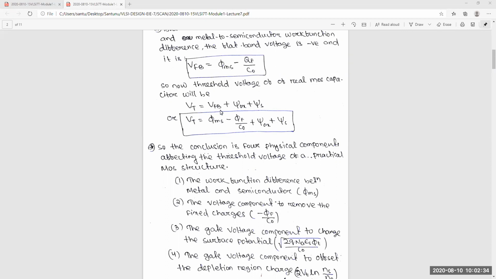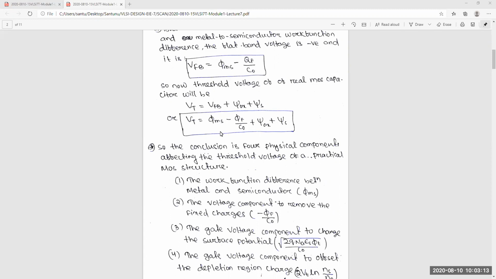The main thing here is phi ms. We have calculated only for, suppose, a metal. But sometimes you have to calculate for different metals or polysilicon. In polysilicon, sometimes you will calculate for heavily doped N-type poly or heavily doped P-type poly. So for different cases, this value phi ms will change. So how you will calculate this value, you know.